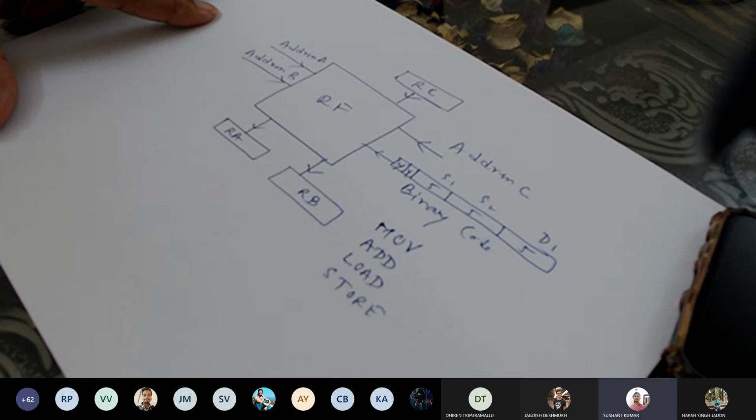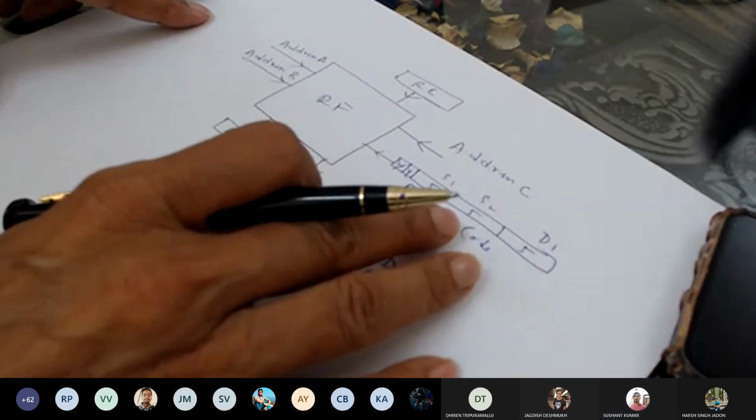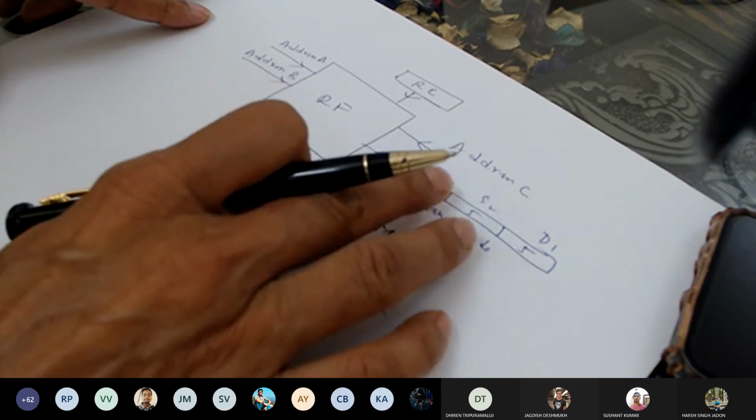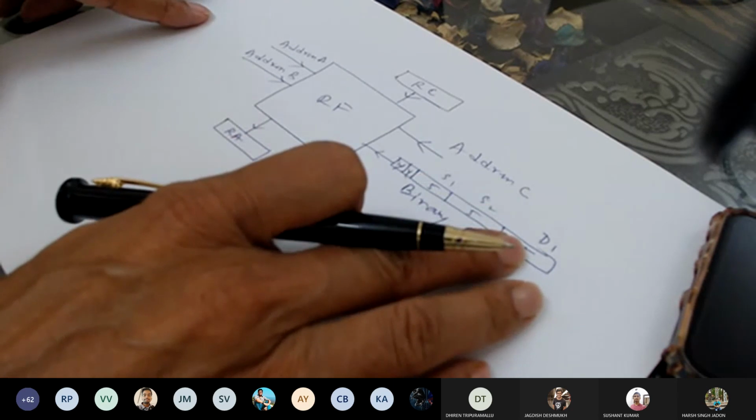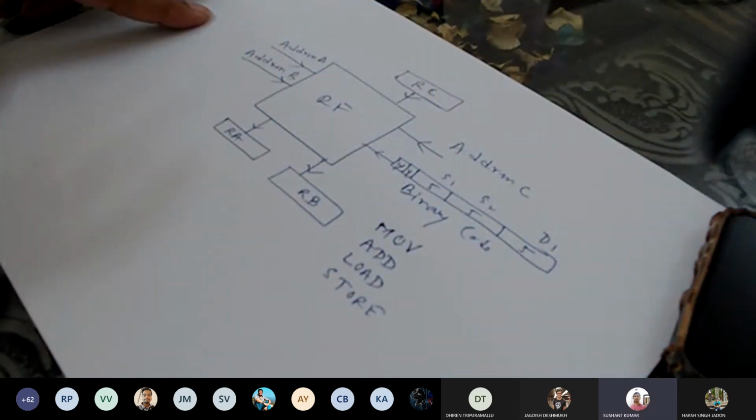Sir, if it is move, then what will happen internally? It will take the value of source 1 and move it to the destination 1. That's it. That will be done internally.